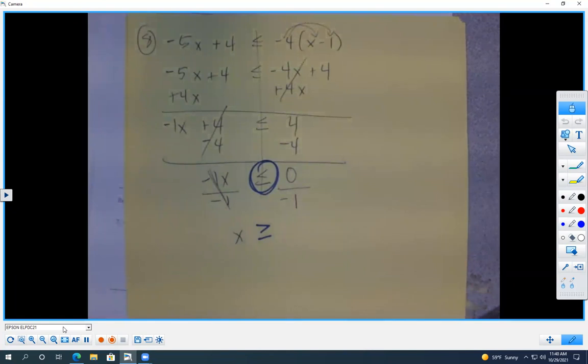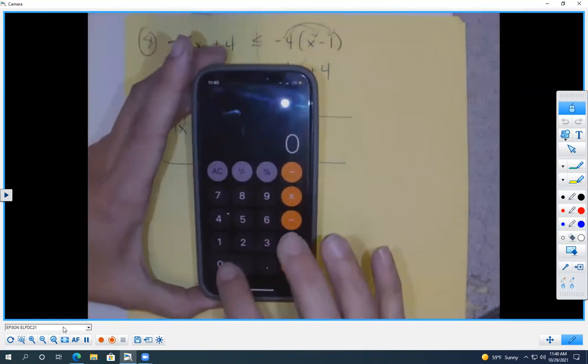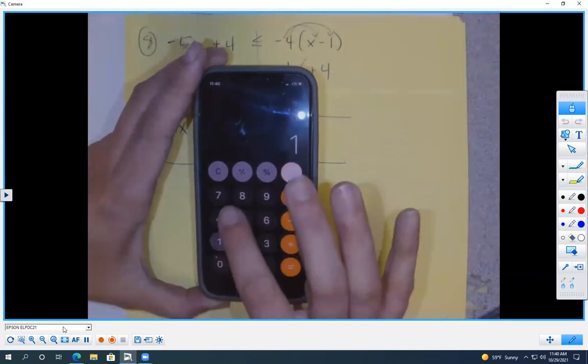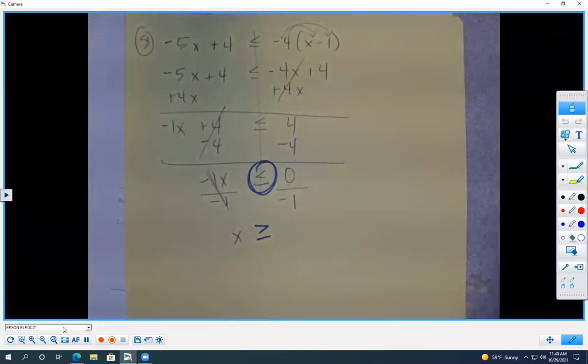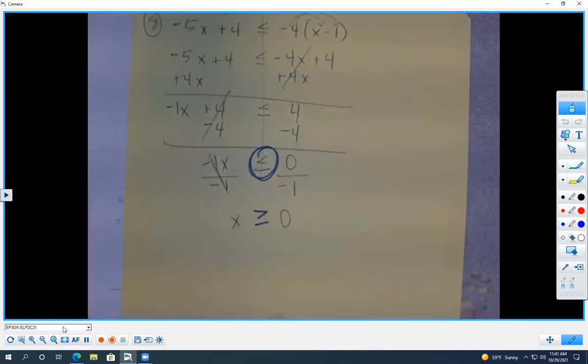It's like weird. Is that the one you're not allowed to have? Can't remember, type in your calculator. 0 divided by negative 1 equals 0. So x is greater than or equal to 0.